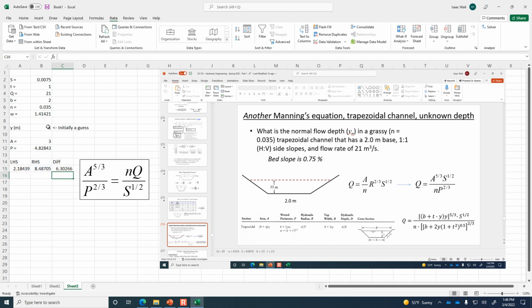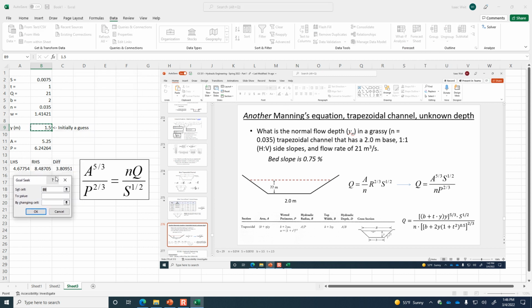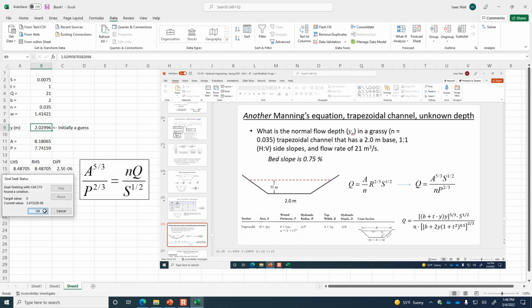So to minimize it down to 0, my guess of 1 is too small. What if it was 1.1? Getting closer, 1.2. Yes, getting closer, 1.5. So at this point, I'll just go ahead and automate the guess process with goal-seek. And the objective here is that we want the difference to be 0, and it can change the depth in order to achieve that difference of 0. So click OK. Yeah, 2.03.